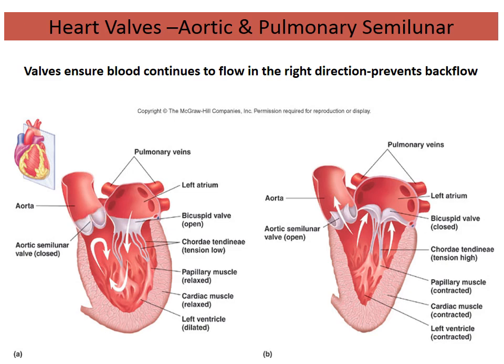This is the same on the right side of the heart. We have the pulmonary semilunar valve that is between the right ventricle and the pulmonary trunk, and it serves the same purpose and has the same mechanism of action as the aortic semilunar valve that we just talked about here.